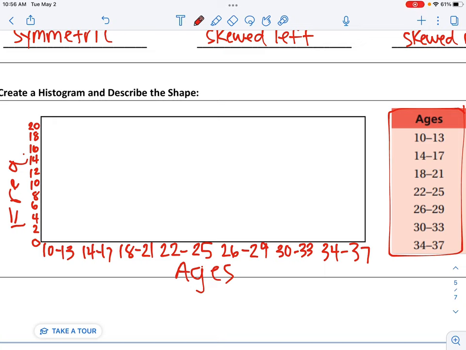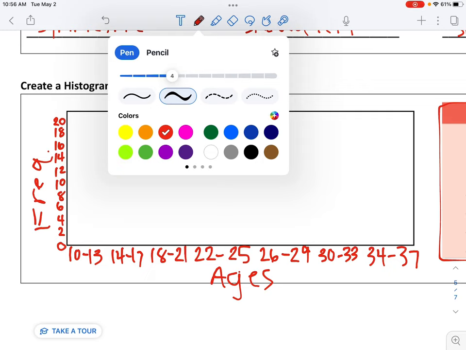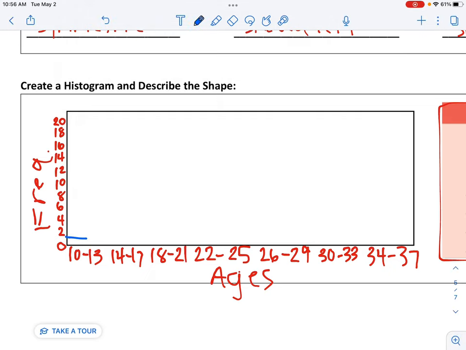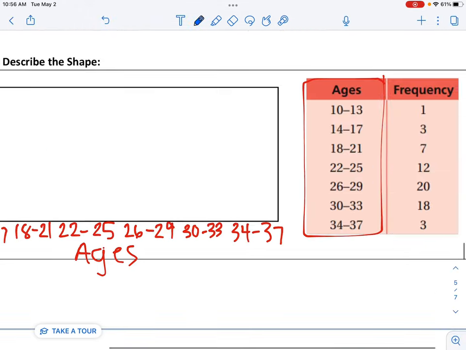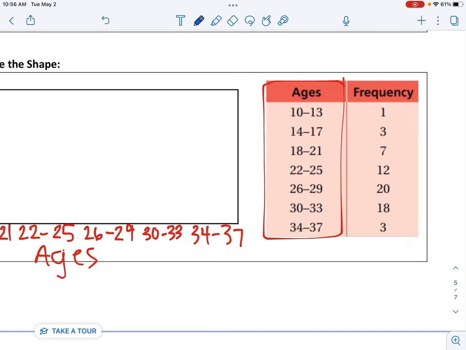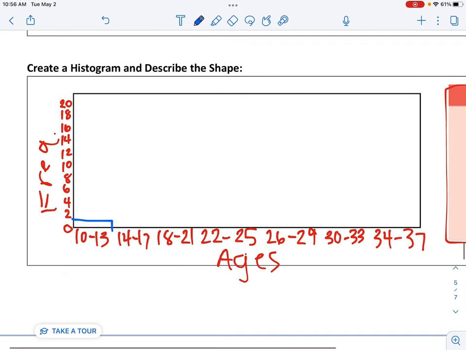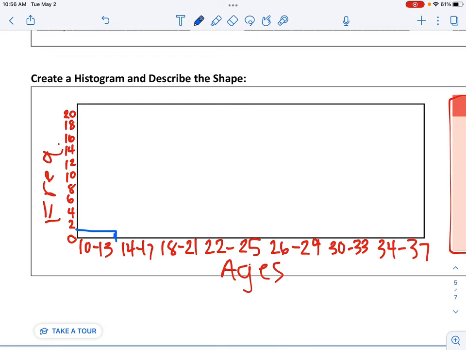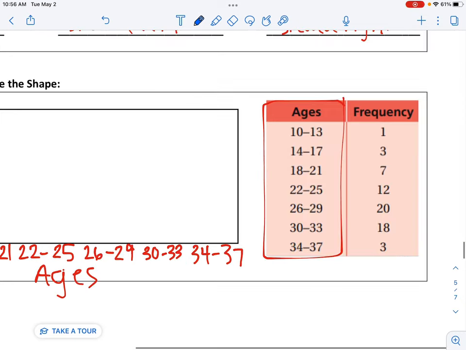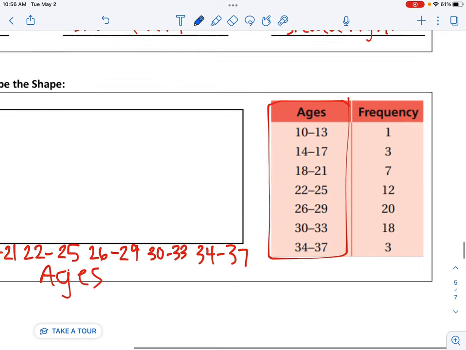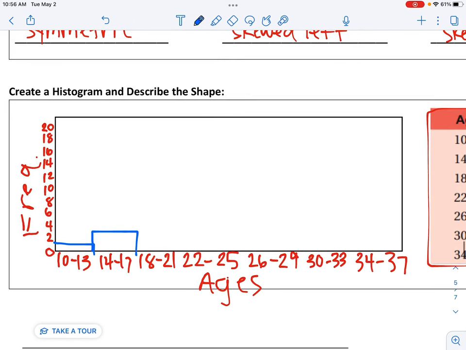Okay. So for ages 10 to 13, there was one person that was between those ages. So we would do 1, I'm going to do a different color. We'll do 1, like right there. Okay. Ages 14 to 17, we have 3. So it's going to go up a little bit more. Then 18 to 21, we have 7. It's going to go up even farther.